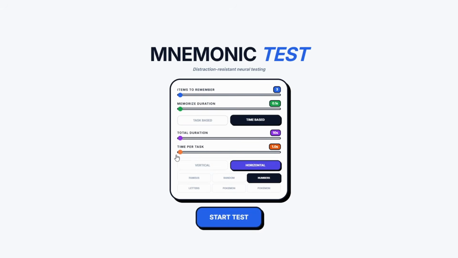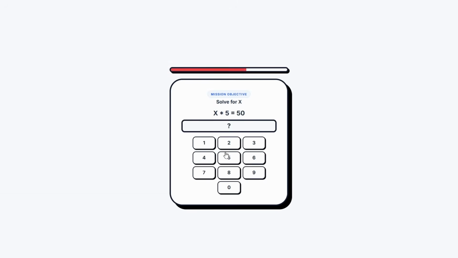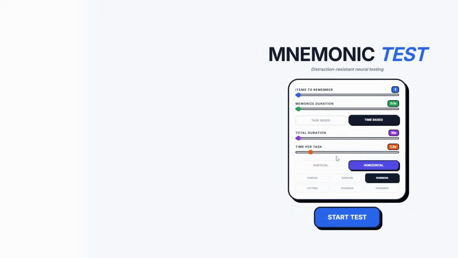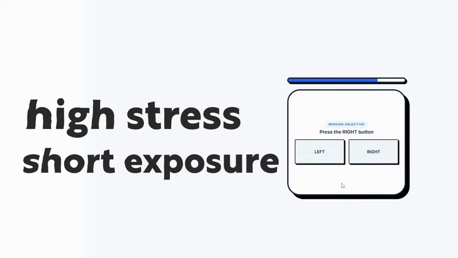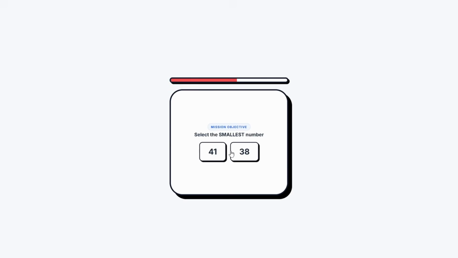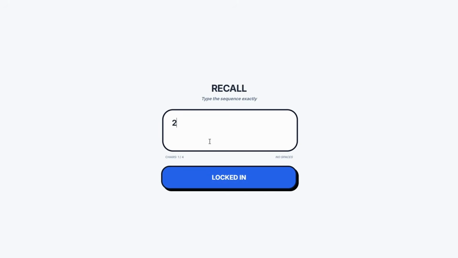But I was still curious about combining exposure time and stress level, so I also did a memory trial of 0.1 second exposure time with 1.5 seconds per task. This was high stress, short exposure, and as you might have guessed, I could only memorize 4 numbers. 2942. Oops.